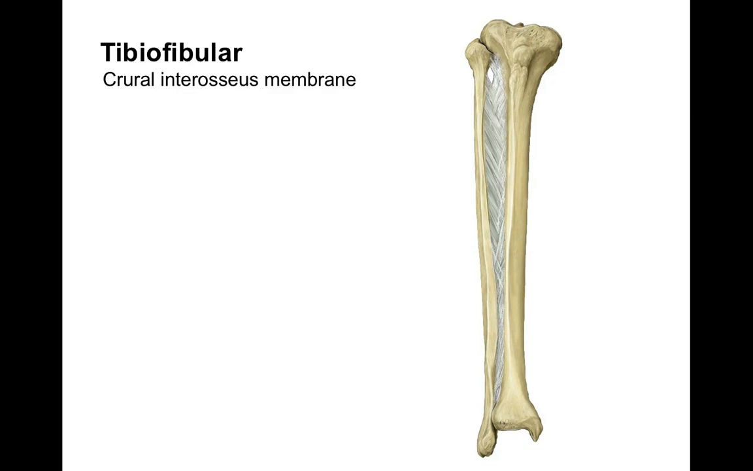Another important structure in the leg is the crural interosseous membrane, which is a dense connective tissue that spans the internal margins of the tibia and the fibula.